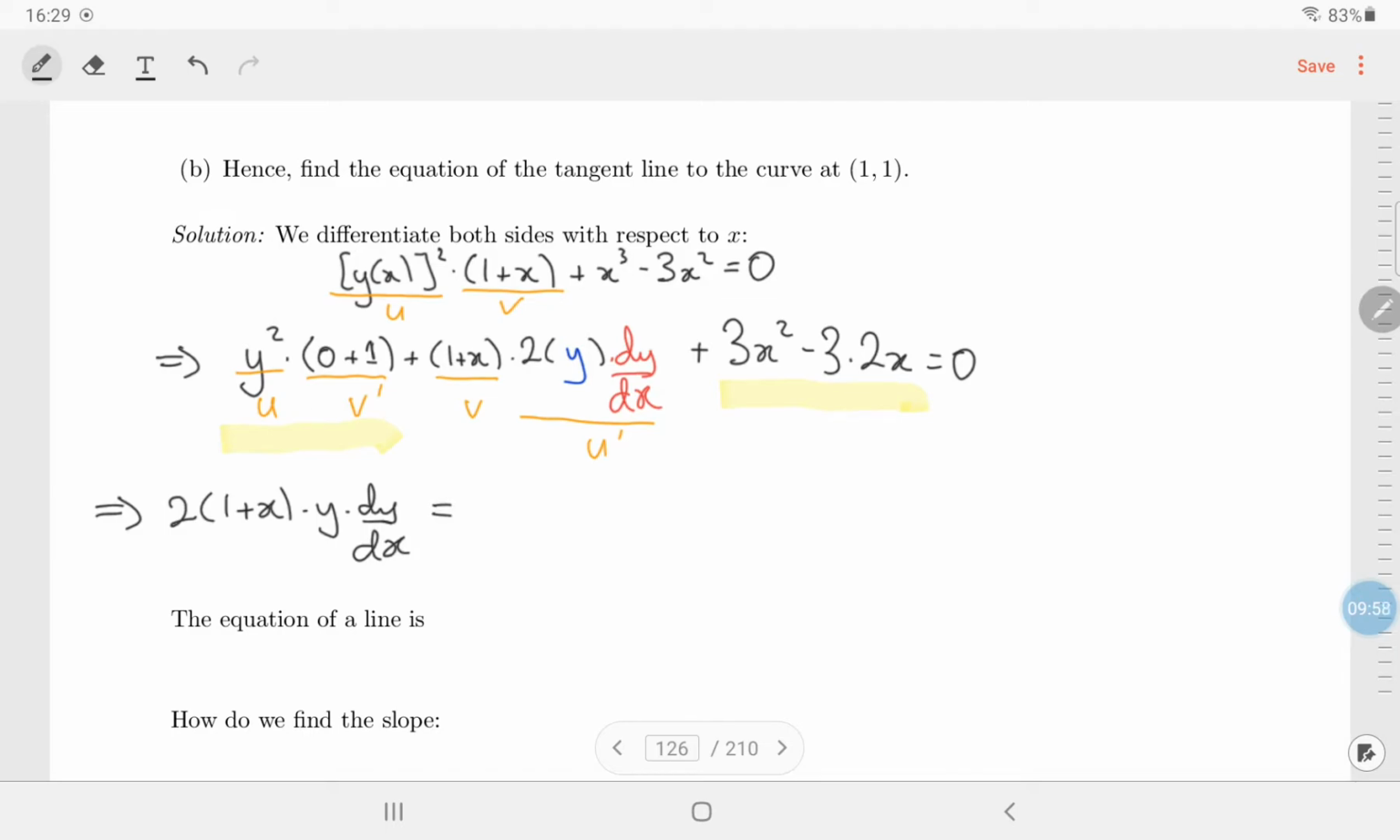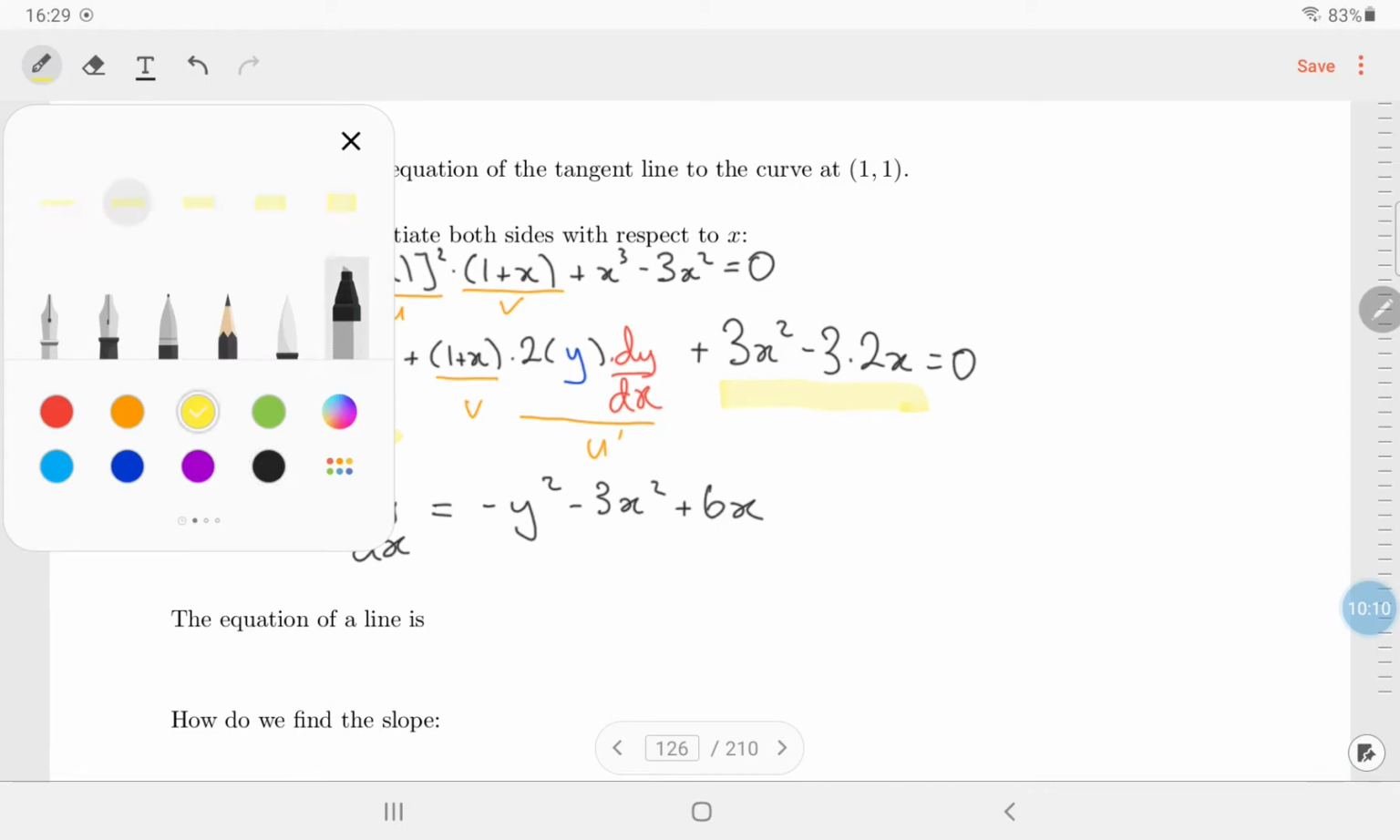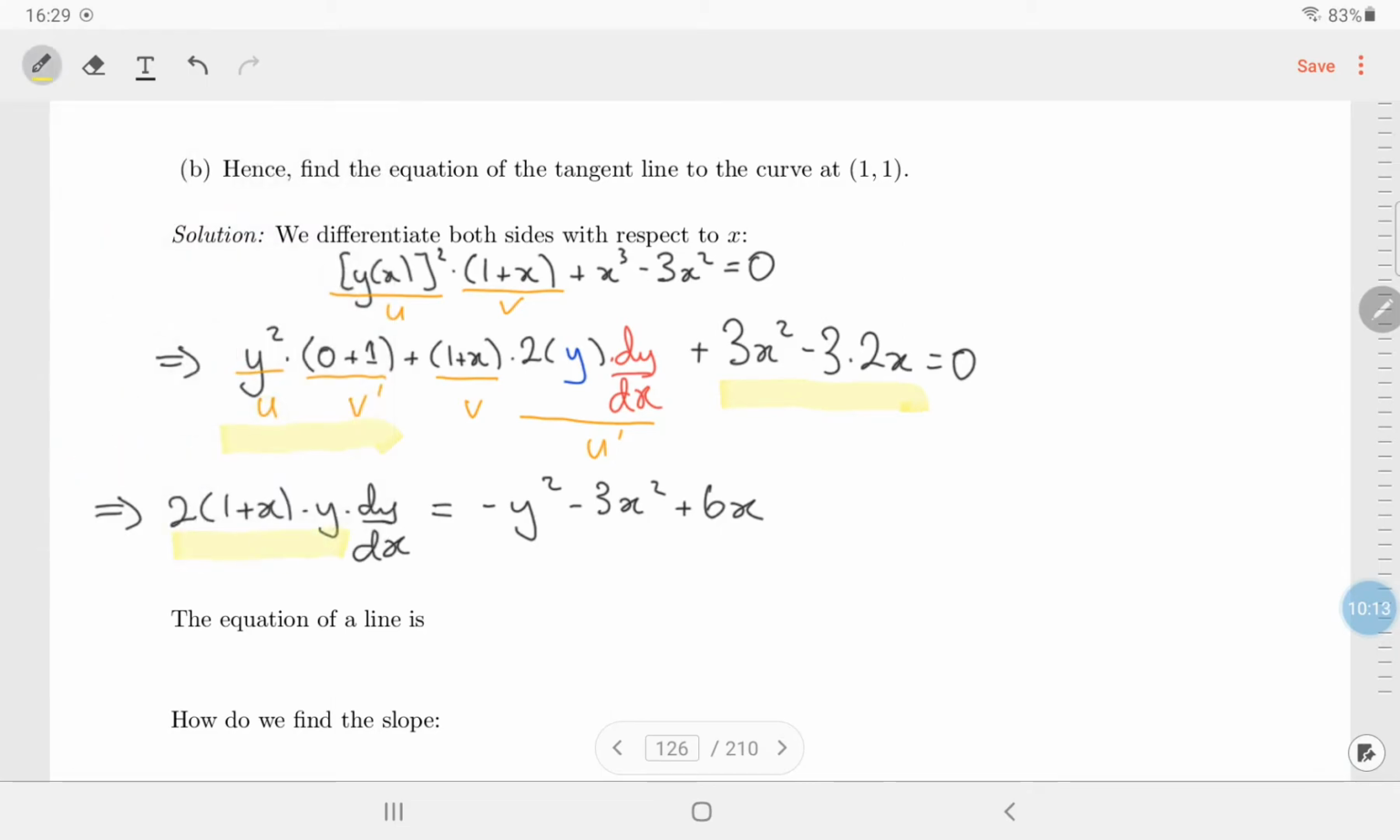So the first bit is y squared, take that away from both sides. Then take the 3x squared away from both sides, and then the minus 6x, add 6x to both sides. And now all we have to do is get rid of the multiplication by this, and we get rid of that by dividing both sides by that number. So you get dy/dx equal to minus y squared minus 3x squared plus 6x divided by 2 times 1 plus x times y. So that's the derivative. So that's the first bit done.